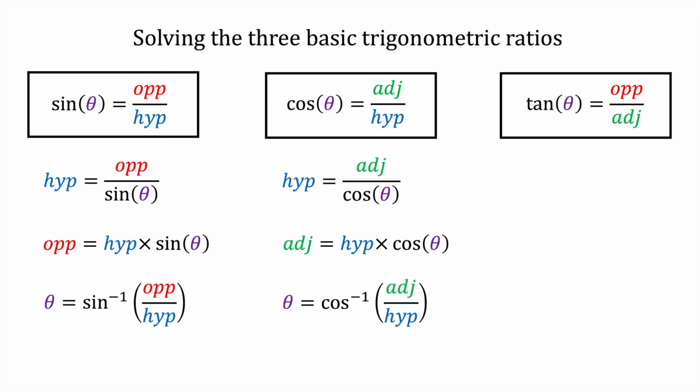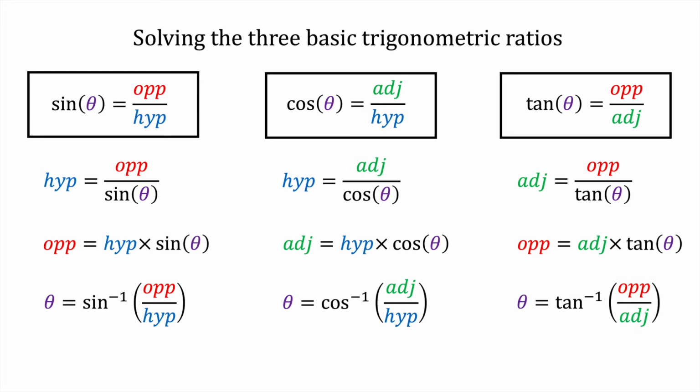For the tangent equation, the adjacent equals opposite divided by tangent theta. The opposite equals adjacent times tangent theta. And the angle theta equals the inverse or arctangent of the ratio opposite divided by adjacent. Let's look more closely at what each of these ratios mean.